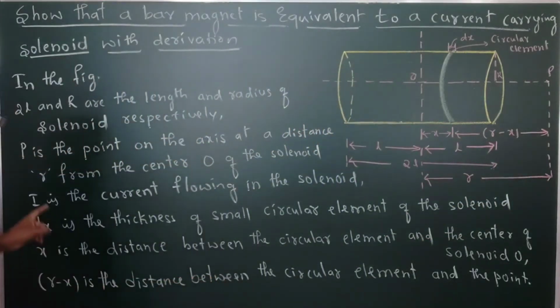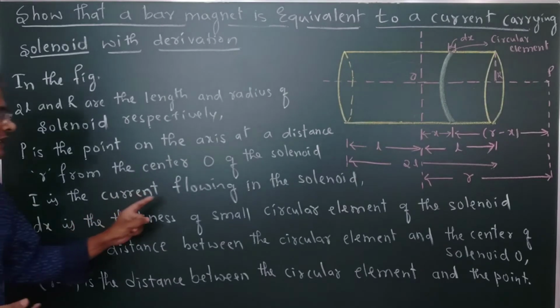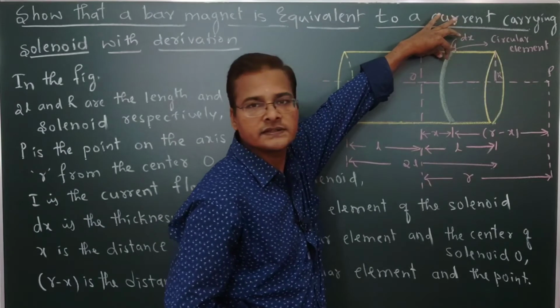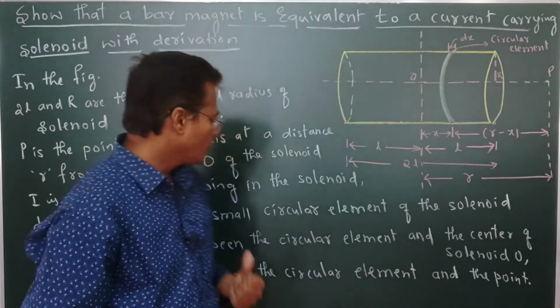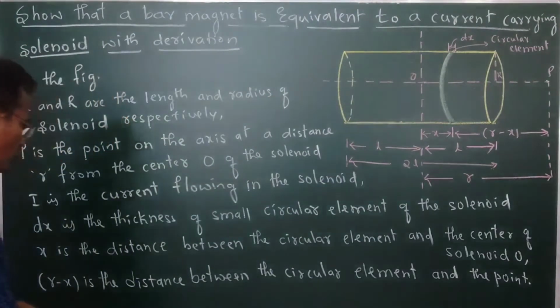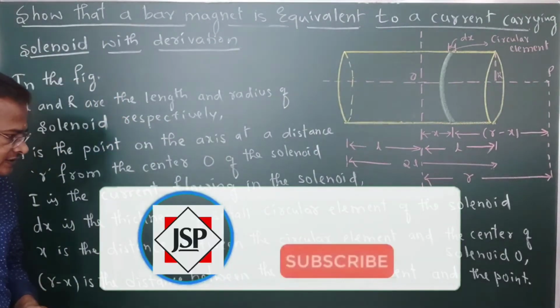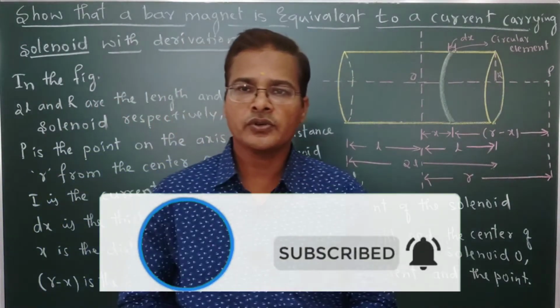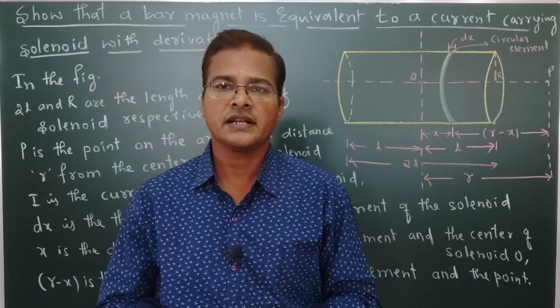Next, I is the current flowing in the solenoid. dx is the thickness of the small circular element of the solenoid. x is the distance between the circular element and the center O of the solenoid. R minus x is the distance between the circular element and the point P. This much only you have to write down in the exam as the explanation.